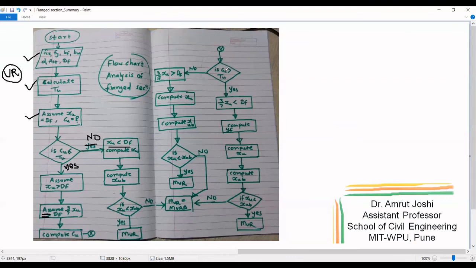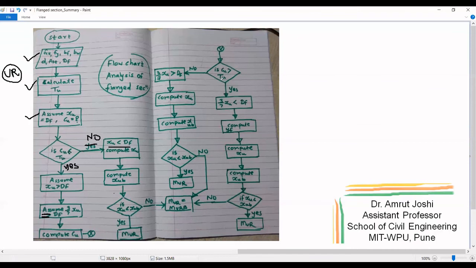We ask ourselves a question, is this Cu greater than Tu? If no, that means we require Cu to be even more. That means the neutral axis will venture into the web, and that means 3/7 xu is greater than Df. Once 3/7 xu greater than Df is confirmed, we use the corresponding expressions to compute xu. We compute xub. We check if xu is less than xub. If yes, we compute Mur considering the case 3/7 xu greater than Df. If no, then Mur is equal to the moment of resistance of the balanced section.